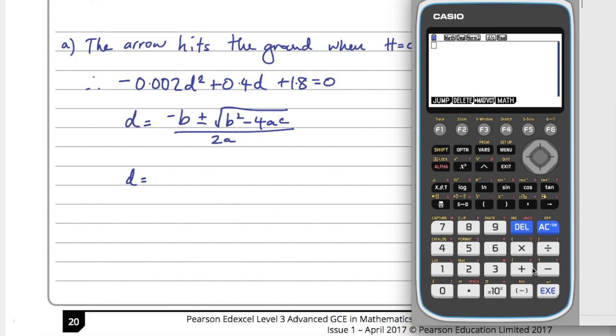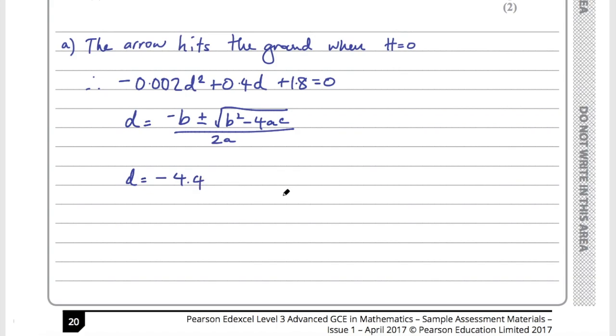So minus b, that's minus 0.4, plus, I'll do the plus first, and then I'll do the negative, b squared, so 0.4 squared, minus 4ac, so 4 times minus 0.002 times 1.8, and then on the bottom line we've got 2 times a, so 2 times 0.002, and just make sure you've put everything in correctly. Oops, this is a negative here, so I get minus 4.4, so that's one possible answer.